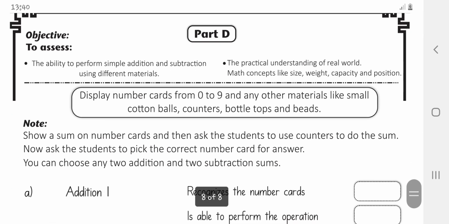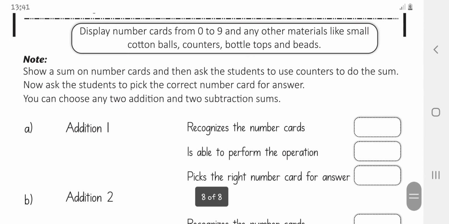Part D is very, very important. Do not miss it. I have suggested earlier as well that when you are presenting this paper, please have an assistant teacher in the class. But when you're doing part D, please have an extra pair of hands also, like the assistant teacher, you, and another teacher in the class. So what are we going to do in part D? We are going to do some practical math with the students. So what are the objectives? The objectives are to assess the ability to perform simple addition and subtraction using different materials. The practical understanding of real-world math concepts like size, weight, capacity, and position.